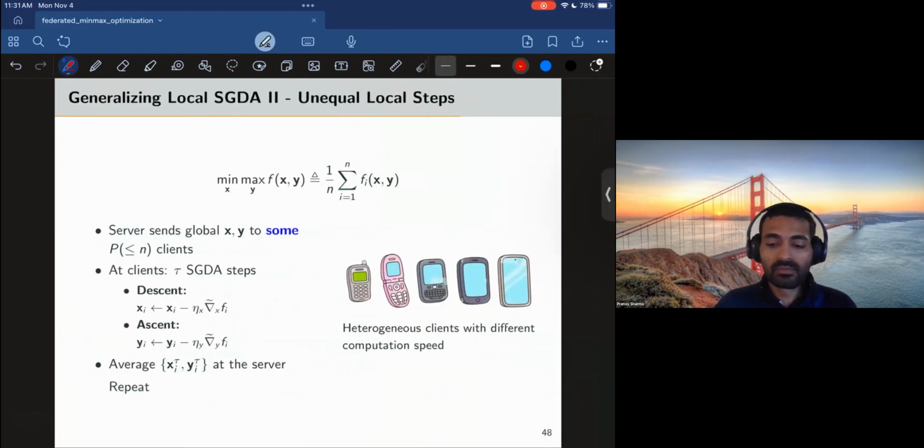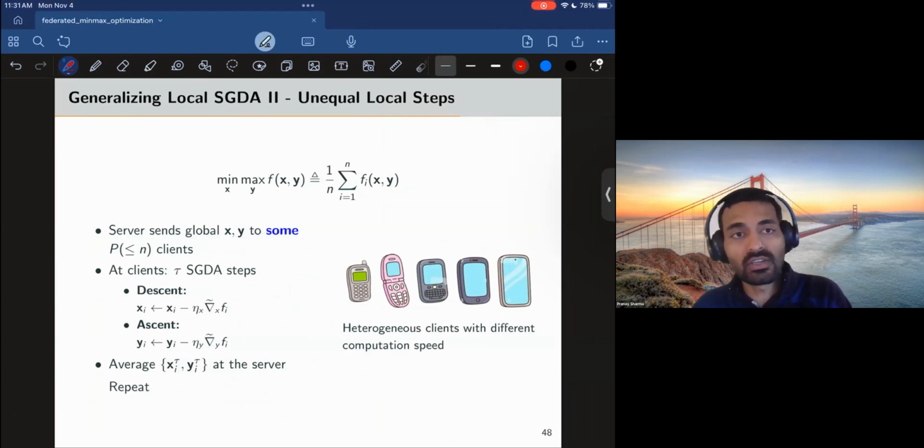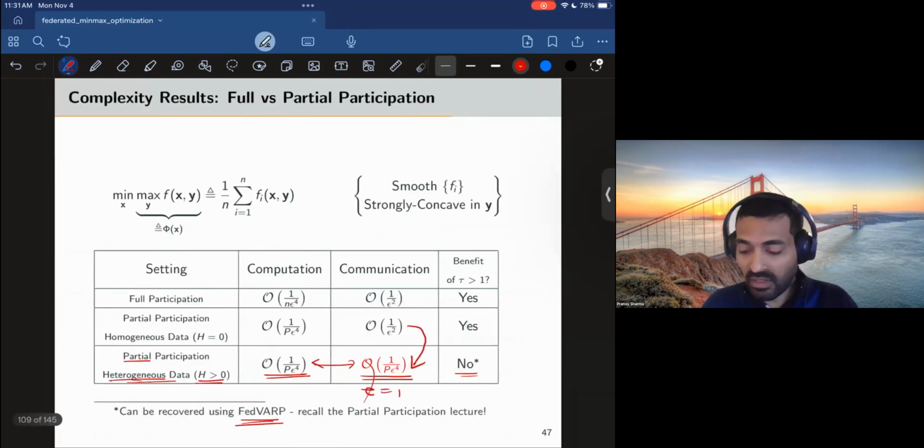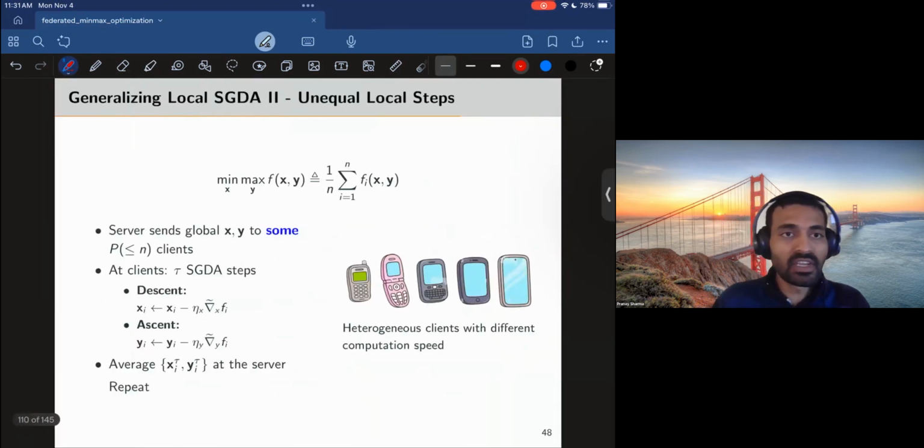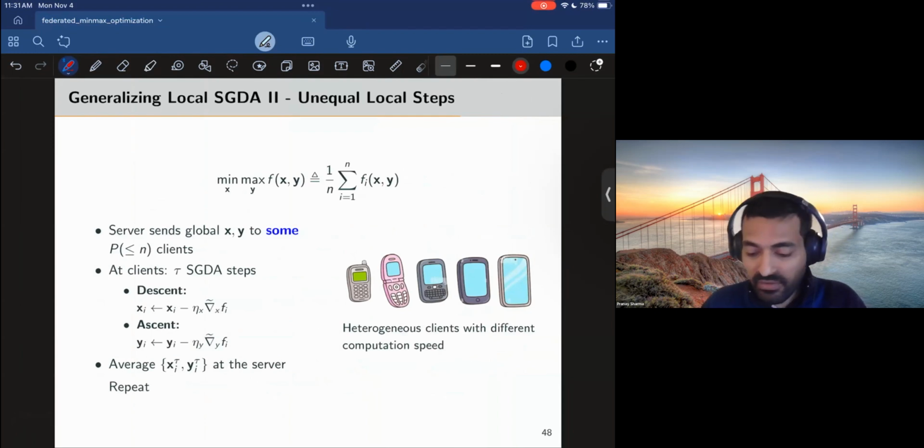Okay, so we started with a simple local SGDA algorithm, which assumed full participation. We generalized it to accommodate partial participation, and then we saw the consequences of that partial participation in terms of the complexity results. Let's see if we can generalize our algorithm even further.